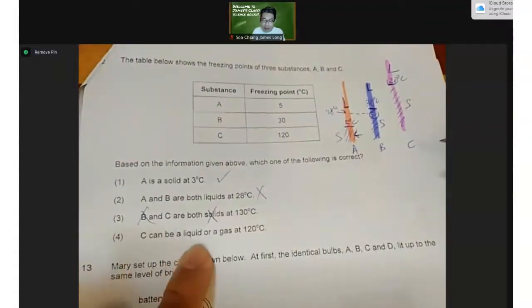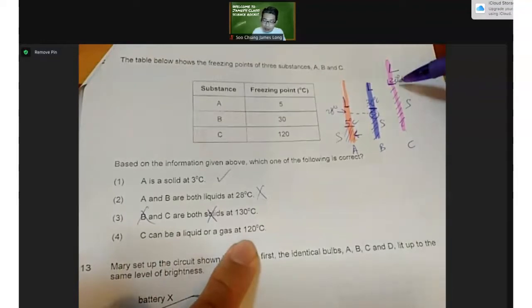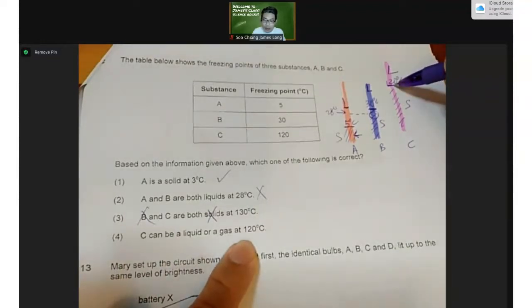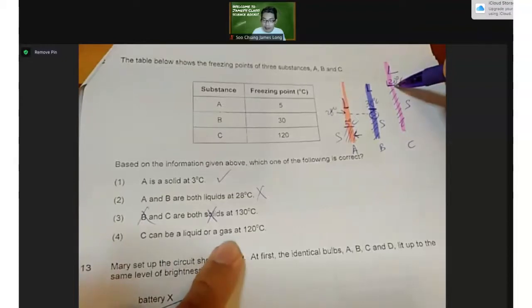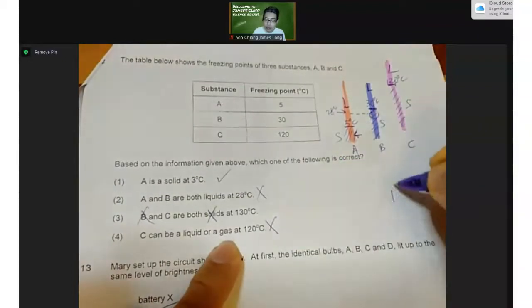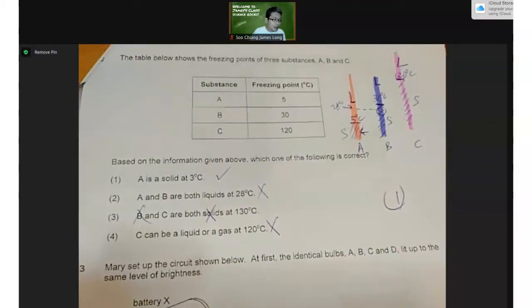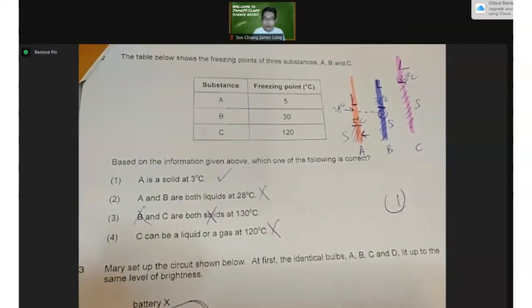C can be a liquid at 120 or a gas? No. At 120, C can either be a solid that is melting or a liquid that is freezing, but it cannot be a gas. Alright, so this is false. Answer is 1 for this. Let's go to the next question, question 22.